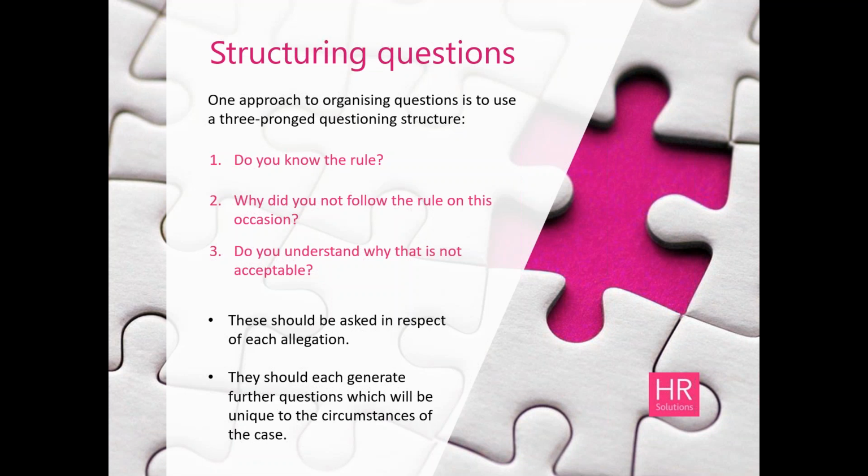If you've ever done them before, it can be easy to get lost in a hearing. There's so much back and forth. You're trying to think about what someone's just said to you, and there's nothing worse than coming out and thinking, oh, I've not asked that. How am I going to establish this? Am I going to have a further meeting with them? But if you just give yourself a few minutes to think about what they've said and draw your pen back and think, right, have I answered number one? Do you know the rule? Have I answered number two? Have I established that they understand why it's not acceptable? Then move on to the next allegation.